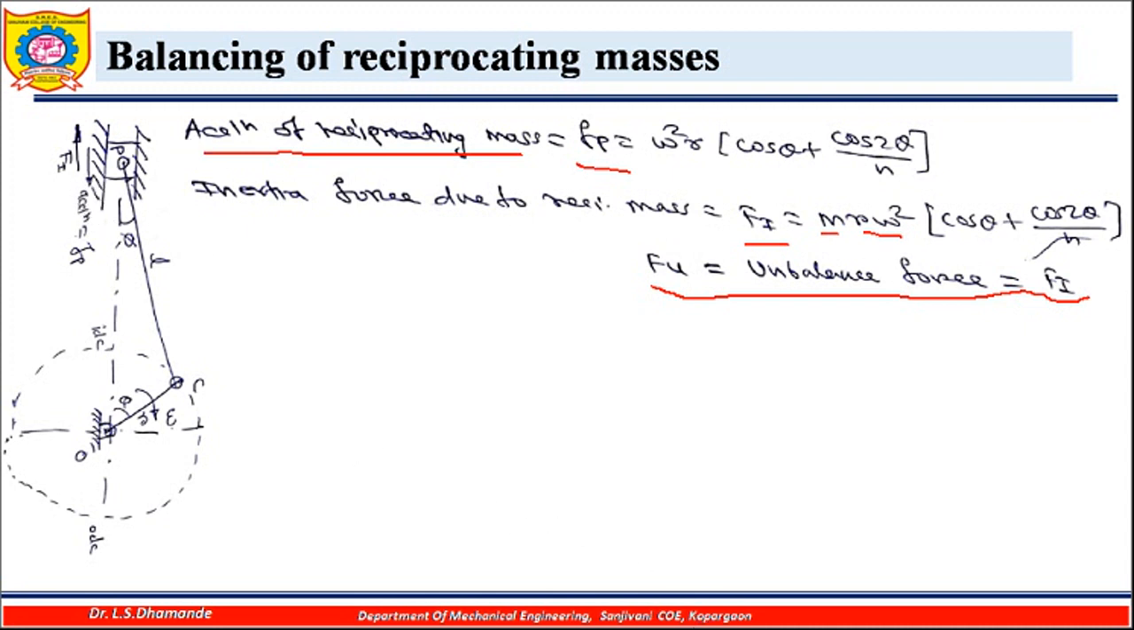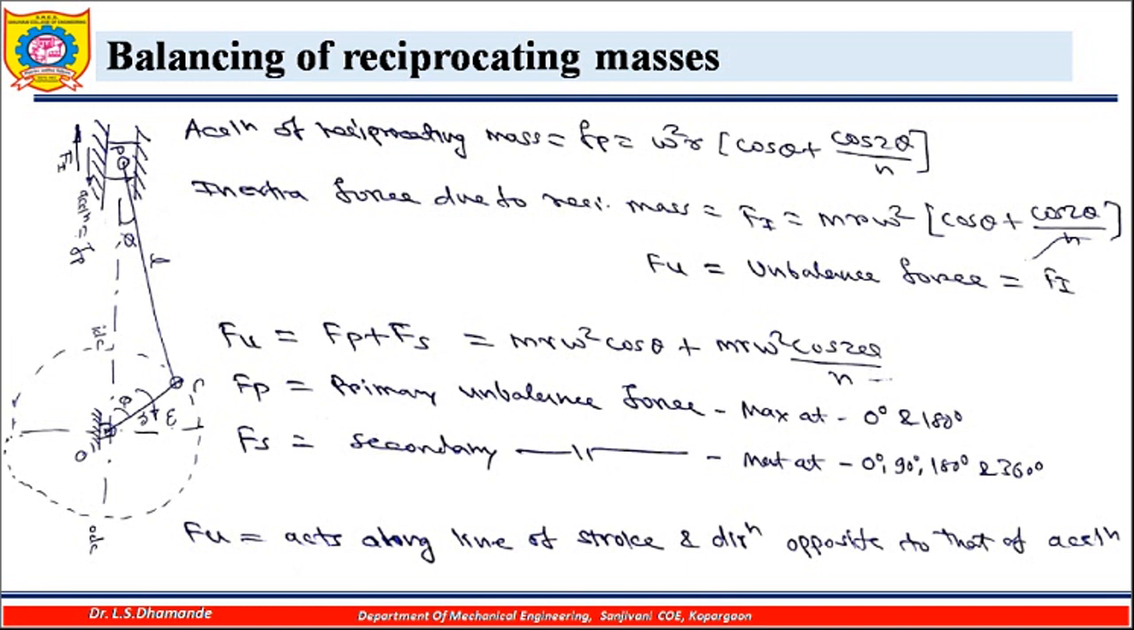Now this inertia force, or total unbalanced force Fu, can be divided into two forces: one is Fp and the other is Fs, the primary force and the secondary force. If I multiply m omega square r inside this bracket, I get one term, m r omega square cos theta, and another, m r omega square cos 2 theta by n.